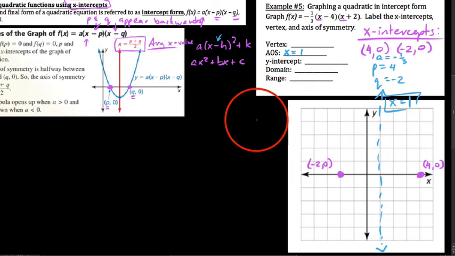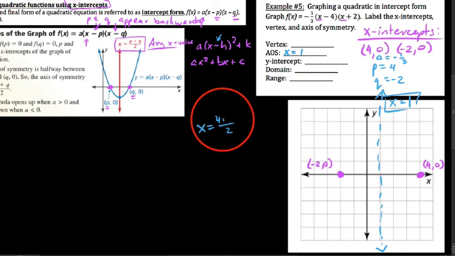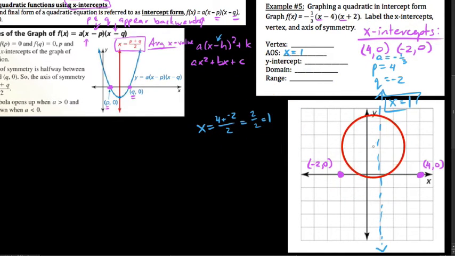But essentially, if I wanted to find the axis of symmetry, we're saying over here that the axis of symmetry is the sum of p and q divided in half. So I'd say 4 plus a negative 2. I would get 2 over 2, which is 1. So I notice that it has to be at 1 here.